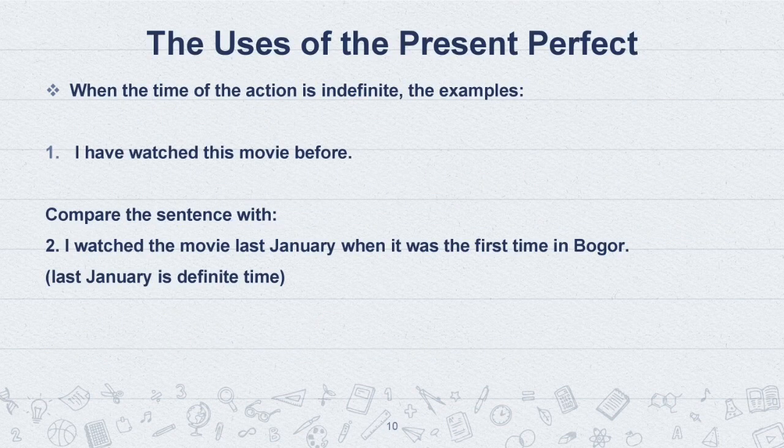Now, let's go on to the next slide. When the time of the action is indefinite, it is present perfect. The examples. I have watched this movie before. I have watched this movie before, no specific time in this sentence. So, it indicates a present perfect tense.